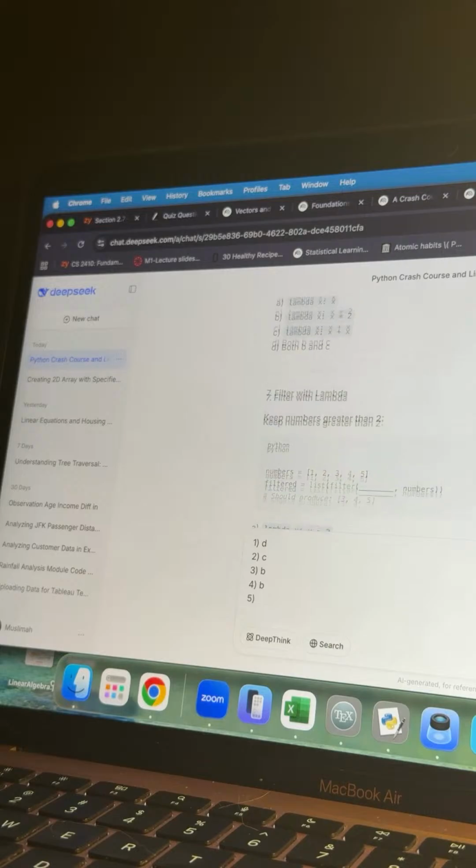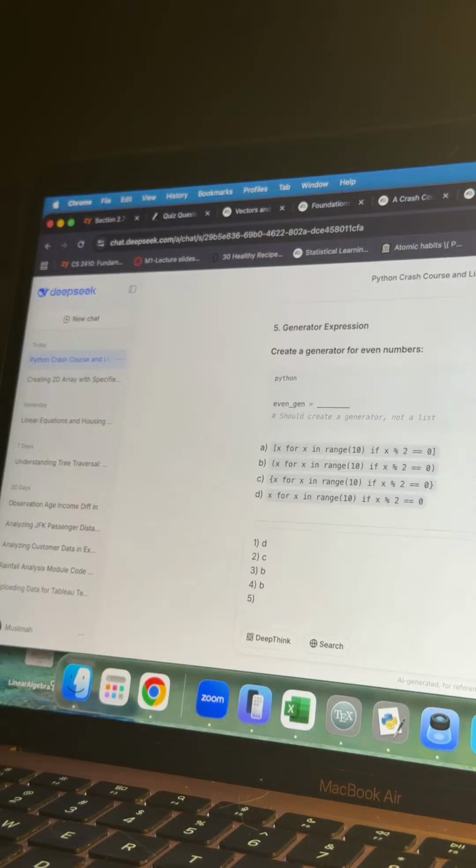Number 5. Let's see. All right, this is another modulus one. Even underscore gen should create a generator, not a list. So a generator. Well, I know the curly braces are for dictionaries, and you can't just put this without anything, and the list is for brackets, so it has to be parentheses.